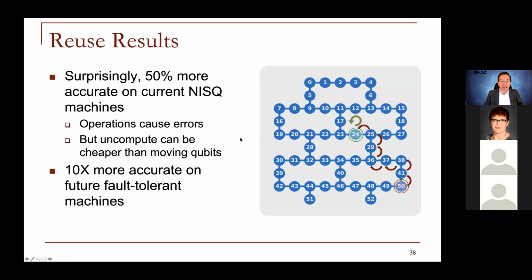And then we actually find that this approach would be much more effective even when we have future larger machines and fault-tolerant machines. All right, so that's a view of another classical technique of memory management, and really mapping and scheduling, and how that affects NISQ machines.